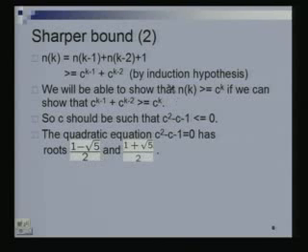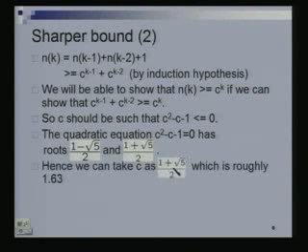But I want as large a c as possible. So I'll take 1 plus root 5 by 2, which is roughly 1.63. Right? This quantity is also known as the golden ratio. Okay, so we'll see this more often perhaps.